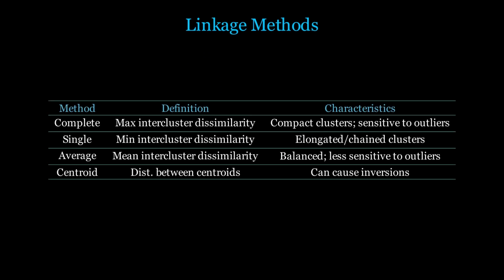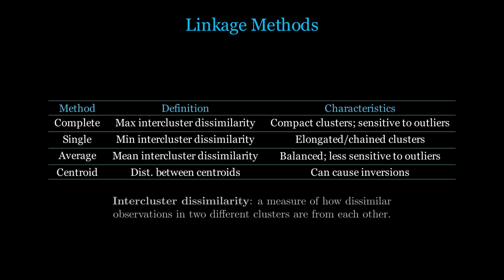There are 4 primary linkage methods covered in the text: complete, single, average, and centroid. Each of these methods differs in how they measure intercluster dissimilarity. Intercluster dissimilarity refers to a measure of how dissimilar observations in 2 different clusters are from each other.